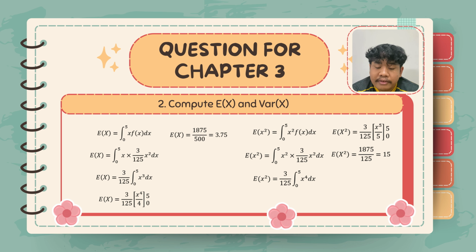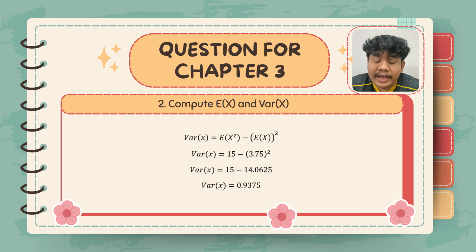Then we need to find the variance of X, but first we need to find E(X squared). We use the formula integral from 0 to 5 of x squared times f(x), so we get x squared times 3 over 125 x squared. Then we integrate x to the power of 4 and get x to the power of 5 over 5. Next, we substitute 5 into the expression, and get 1875 over 125. So E(X squared) equals 15.